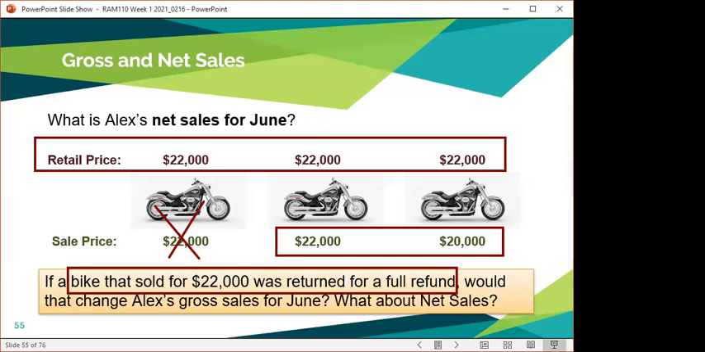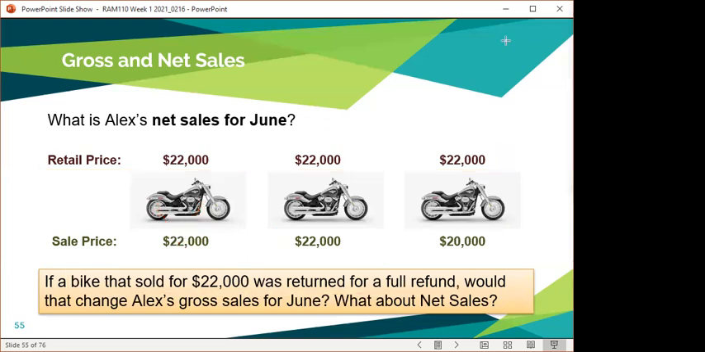So let me mark that down. Gross sales, I'm putting this in the chat window, is still 66,000. However, the net sales reduced to 42,000 because one bike sold for full price was returned. There we go. All right, there you have it. All right, so that's gross and net sales.